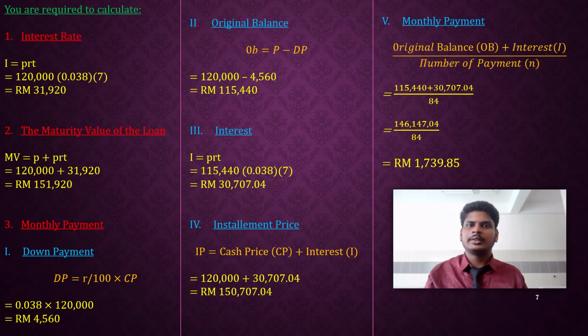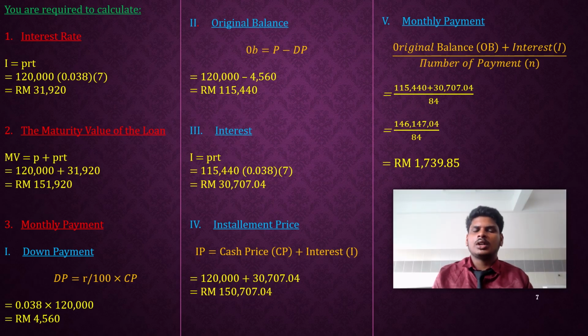The installment price IP is the total cost of the car when bought on credit. So it's calculated by adding the interest to the cash price. Installment price IP equals cash price CP plus I interest, equals 120,000 plus 30,707.04. We get RM150,707.04. This shows how much more Najmi pays for the car while financing it compared to a cash purchase.